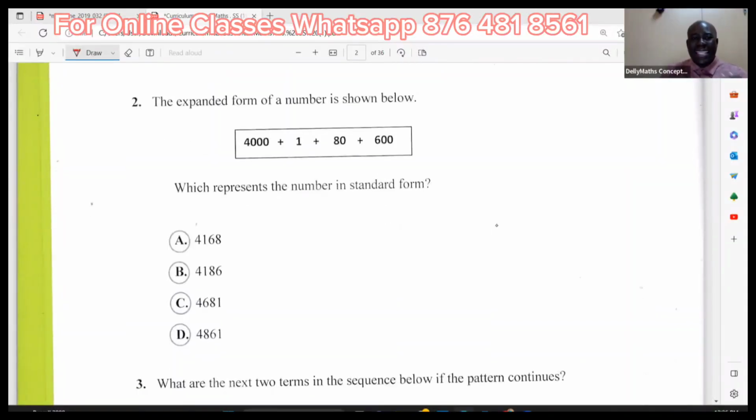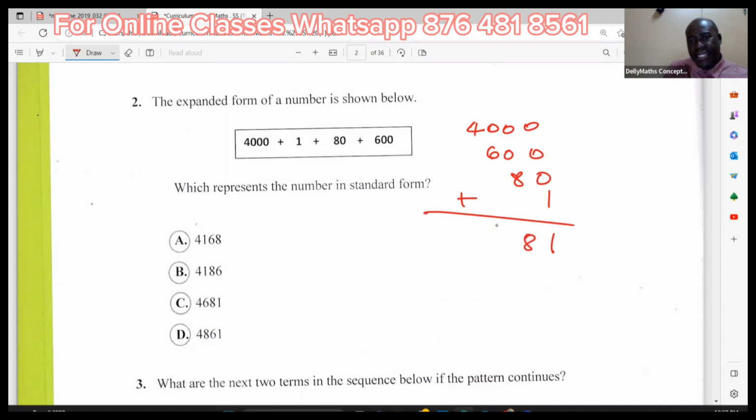Number 2 says that the expanded form of a number is shown below. We're seeing 4,000 plus 1, plus 80, plus 600. They're asking us which represents the number in standard form. So what you want to do is simply put it together and see what you have. In other words, we can add these numbers up and see the total that we get. So we get a 1, an 8, a 6, a 4. When I add this up, I'm getting 4,681. So I'm seeing C as my answer. I can take my expanded form and just add them up to see that figure in its totality.